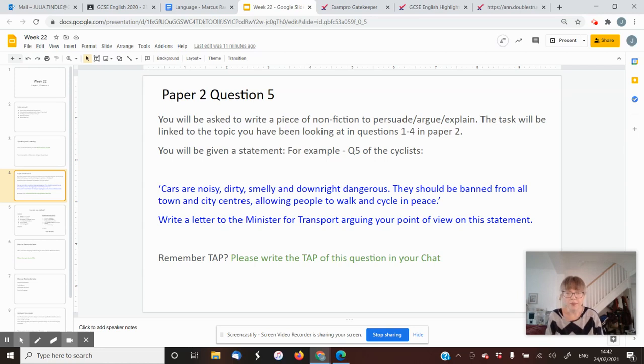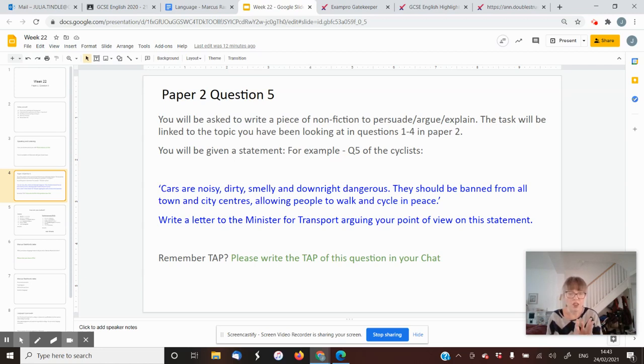So you're given a statement. For example, this is the cyclists one: Cars are noisy, dirty, smelly, and downright dangerous. They should be banned from all towns and city centres, allowing people to walk and cycle in peace. It's usually quite a controversial statement, and then you're told what to do: write a letter to the Minister for Transport arguing your point of view on this statement. So either you agree that cars are noisy, dirty, smelly, and downright dangerous and should be banned, or you disagree, and you're going to give your point of view on that statement.